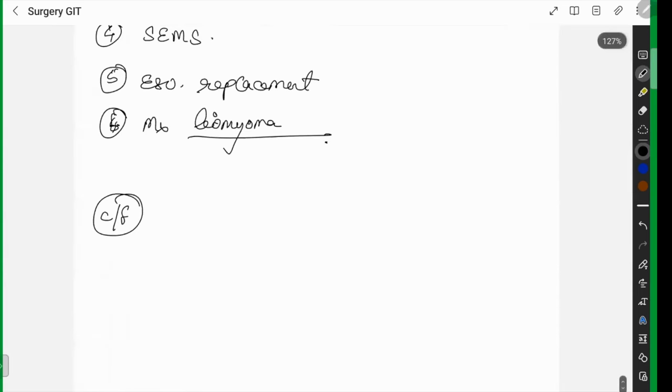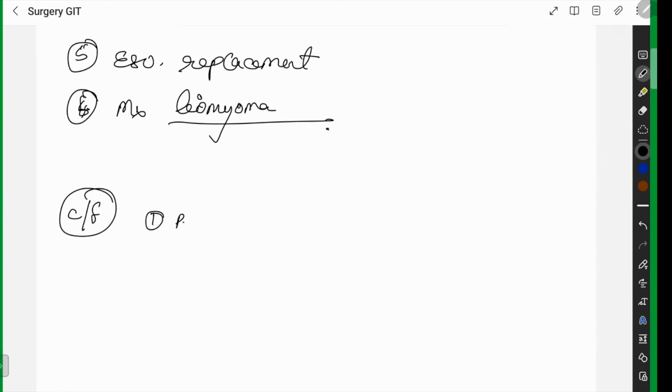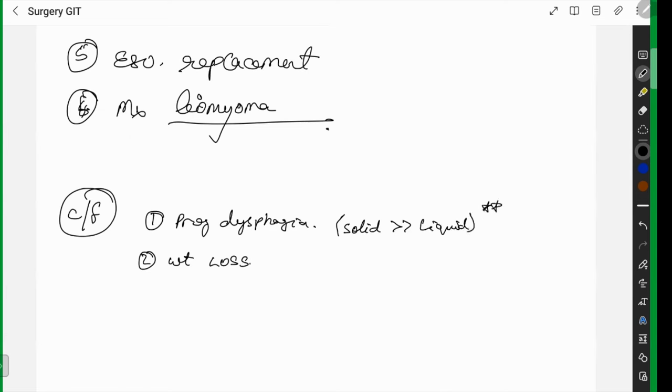number one, there is going to be progressive dysphagia. Number two, when there is progressive dysphagia, there will be weight loss. That is very important. Third thing, this dysphagia will be more common for solids than liquids. Solid more than liquid. I want you to write this down and put a star. There will be progressive dysphagia, but it will be more towards solids than liquids.